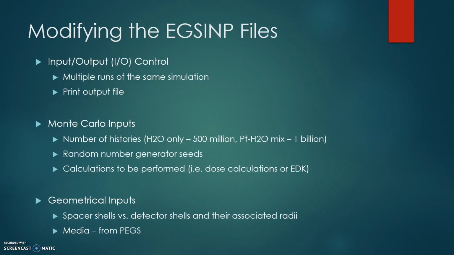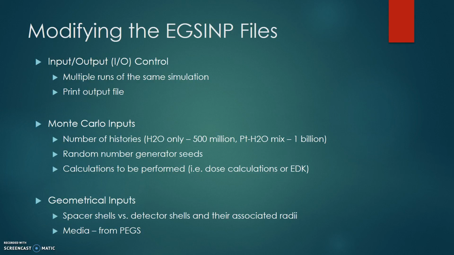The next section in the EGS input file is the Monte Carlo inputs. This includes the number of histories to run. 500 million histories were run for the water-only simulations, while 1 billion histories were run for the PNPs. In retrospect, I would like to have run 1 billion histories for the water-only simulations as well.